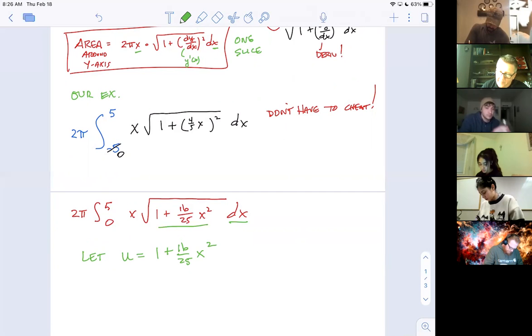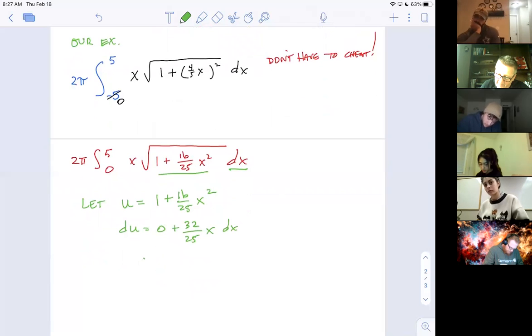Awesome. What about this dx? Well, I'm going to have to take the derivative of both sides of this. Derivative of 1 is nothing. Derivative of the square, the 2 comes down front, so that's now 32/25, and that's just x. And then the derivative of x is the derivative of x, just like the derivative of u is the derivative of u. So then if I solve that for dx, I would divide du by x, and then dividing by 32/25 is the same as multiplying by 25/32. So there's what dx is. And now I got everything I need.